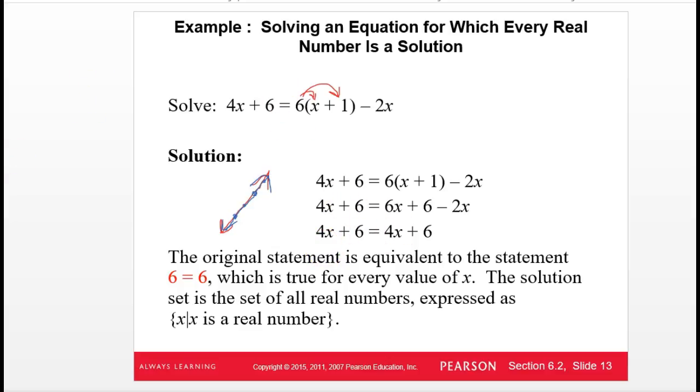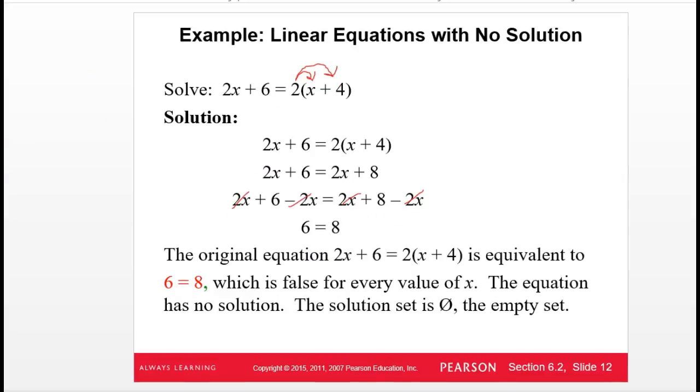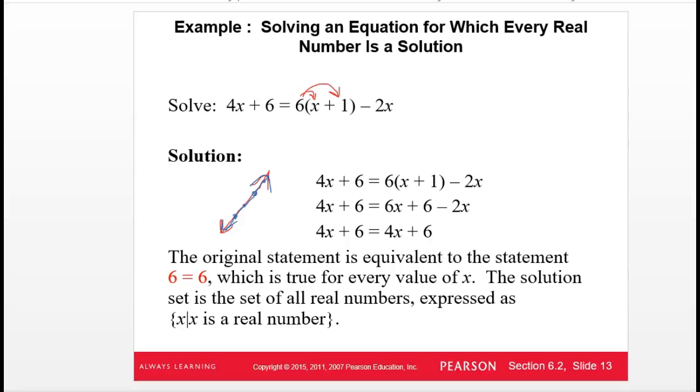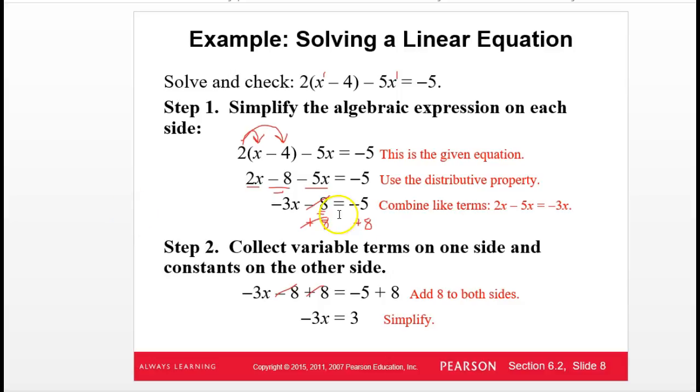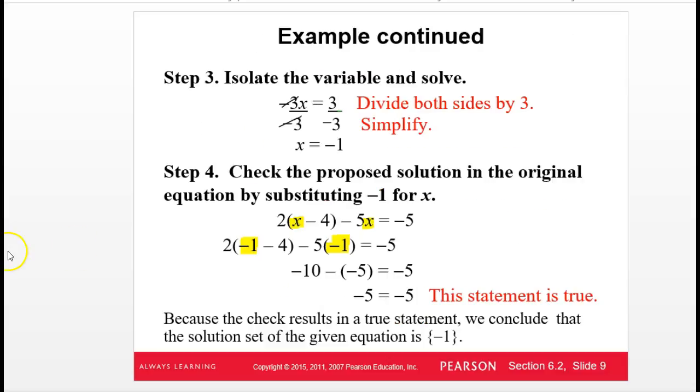So that's the two rare things that can happen. You can have no solution. You can have infinitely many solutions. But typically what happens is you just get a single solution. And when that happens, the solution is the x coordinate of where they intersect.